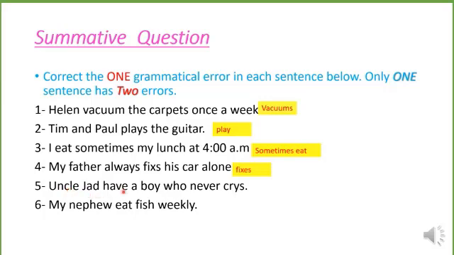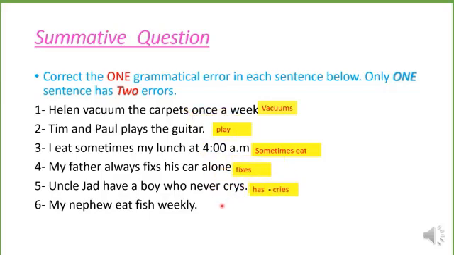Uncle Jad have a boy who never cries. Look at this sentence. We have two errors and not one. Jad is a singular subject. It should take has and not have. Who never cries. Cries, we can't write it in this way. It should be C-R-I-E-S. Why? Because it ends in Y, and before Y, we have a consonant letter R. So cross the Y, replace it with I, and then add ES.